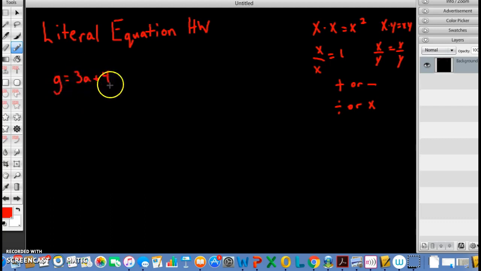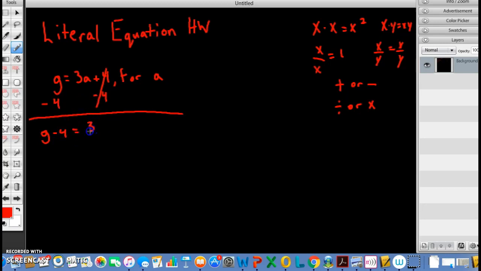G equals 3a plus 4. So according to this rule, we have to do some type of addition. So I want to solve for a. So a is multiplied by 3 and added by 4. So I have to do some type of addition first, but it's added, so I'm going to subtract 4 on both sides. Got to do the inverse. And remember our power rules, when we're subtracting unlike terms, it's just the same. This is what it is.